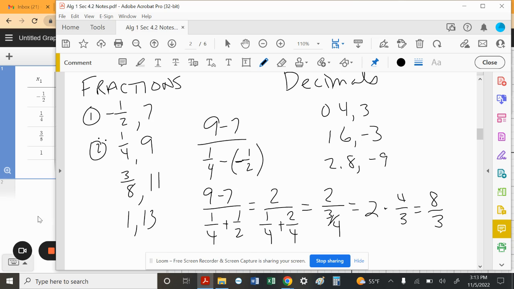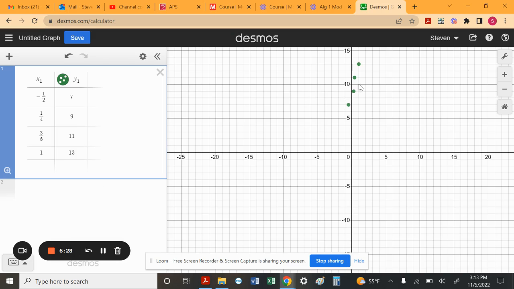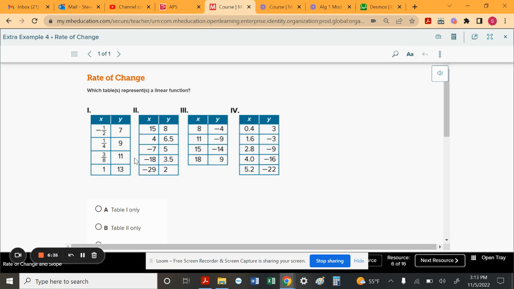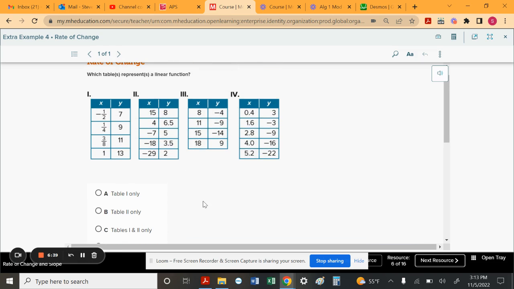Now we can already see that the slopes between the second 2 points won't be the same. That's what you're doing in that particular problem. So I've already eliminated table 1. Let's move on to the next one.